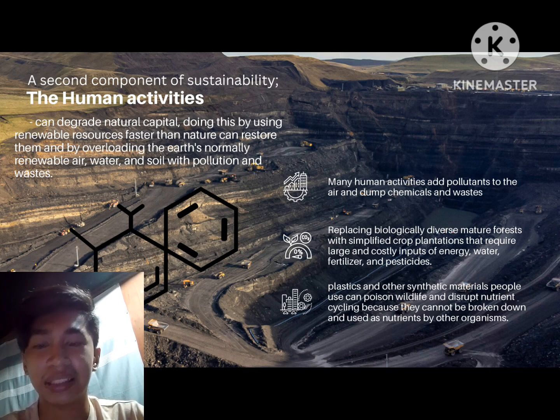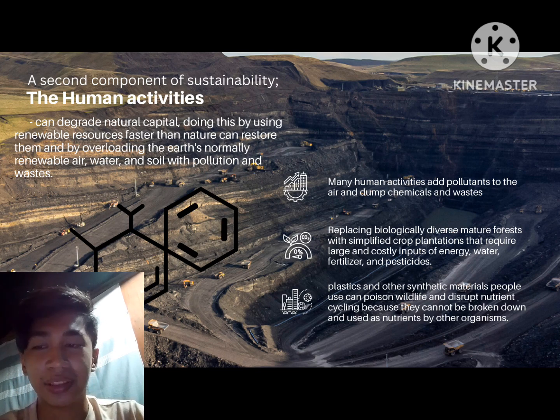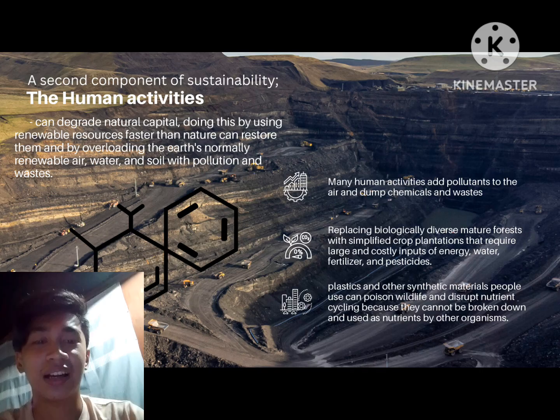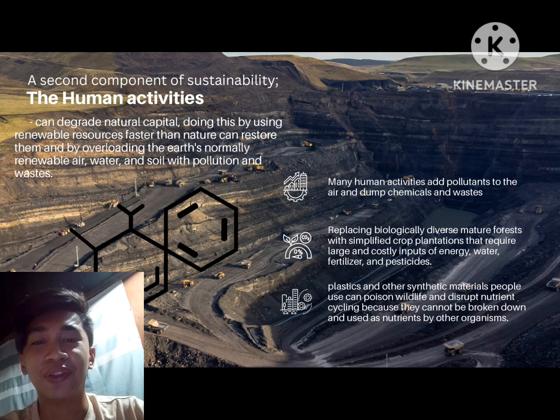Plastics and other synthetic materials people use can poison wildlife and disrupt nutrient cycling because they cannot be broken down and used as nutrients by other organisms. This is one of the problems in the Philippines: garbage that we cannot recycle, and if burned, it contaminates the air.